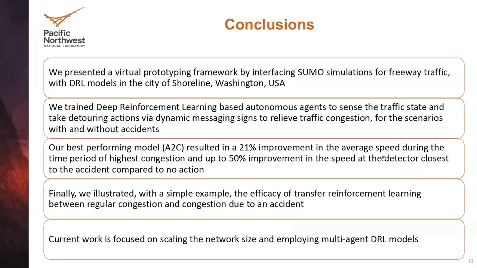In terms of conclusions and future work, we have come up with this prototype and we'll be open sourcing this testbed probably sometime in the next 3 to 4 months. We showed some initial results wherein AI algorithms were able to use detouring with some route optimization to improve the speeds and the flow on the freeway networks. And finally, we also illustrated the efficacy of a simple transfer reinforcement learning strategy.